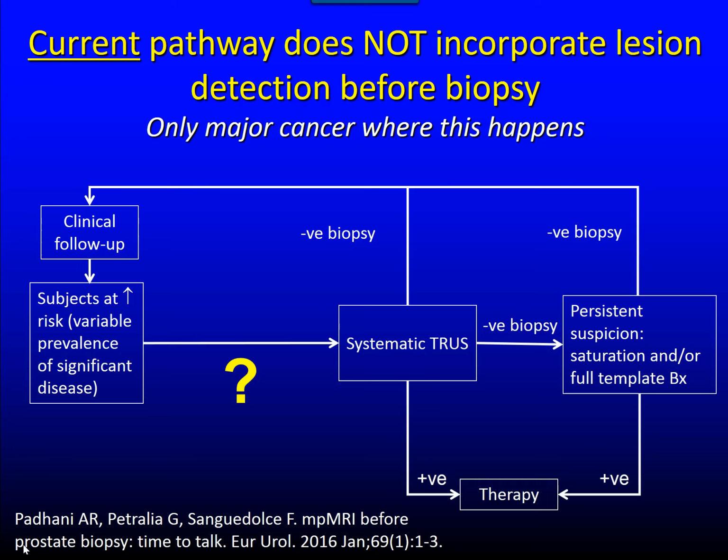Interesting dilemma. The problem with the current pathway is that there is no imaging before the biopsy. Clearly, the systematic TRUS biopsy is image guided, but it's not guided to a tumor. It is actually guided to the prostate gland via ultrasound. And radiologists don't figure in the current pathway.